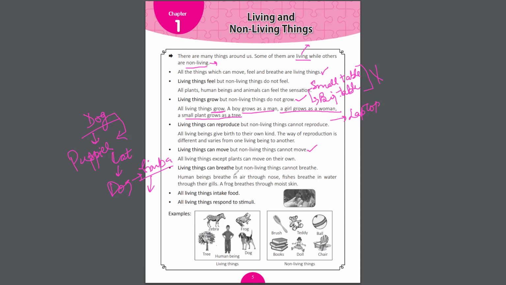Living things can breathe, but non-living things cannot breathe. Human beings breathe in air through the nose, fishes breathe in water through their gills, a frog breathes through moist skin. All living things take in food, and all living things respond to stimuli. For example, zebra, frog, tree, human beings, dogs are all living beings. And brush, teddy, ball, books, doll, chair, all these are non-living things.